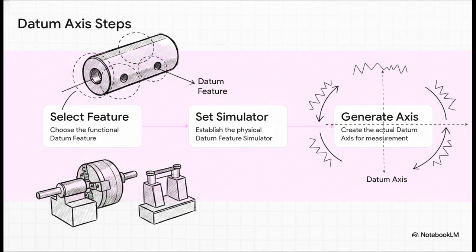Second, we establish the datum feature simulator. Out on the shop floor, this isn't some theoretical concept. It is the physical chuck, collet, or precision V-block that's holding the part. Why is this physical simulator so absolutely vital? Well, because a theoretical axis is perfect, but a manufactured part never is. We've got to derive a perfectly straight datum axis from that physical simulator so our surface measurement actually has a flawless center point to be evaluated against.